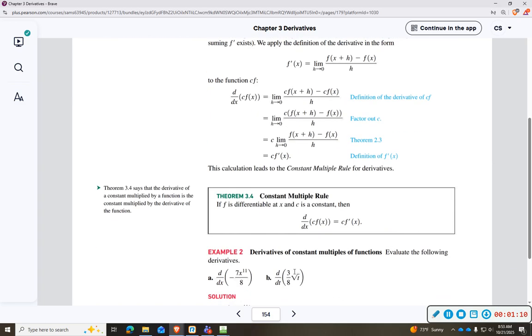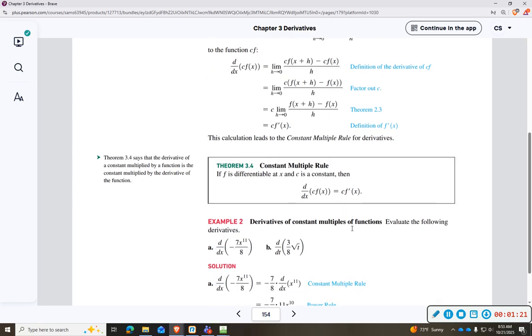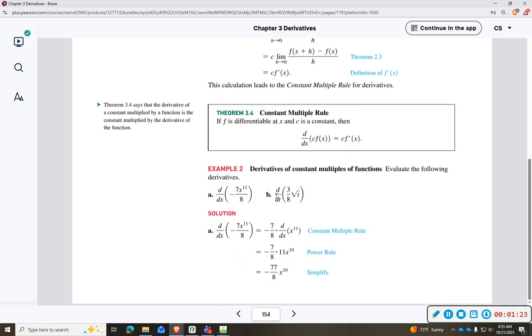Again, you have the constant multiple. So if you are multiplying a constant times a function, you can just pull that constant out and then find the derivative of that function and then multiply that constant at the end. Then you see some examples of that in use.